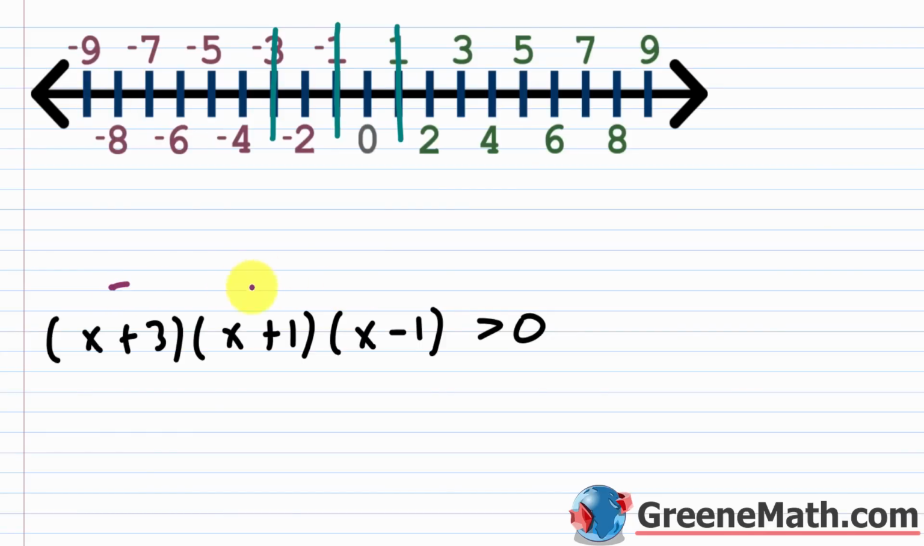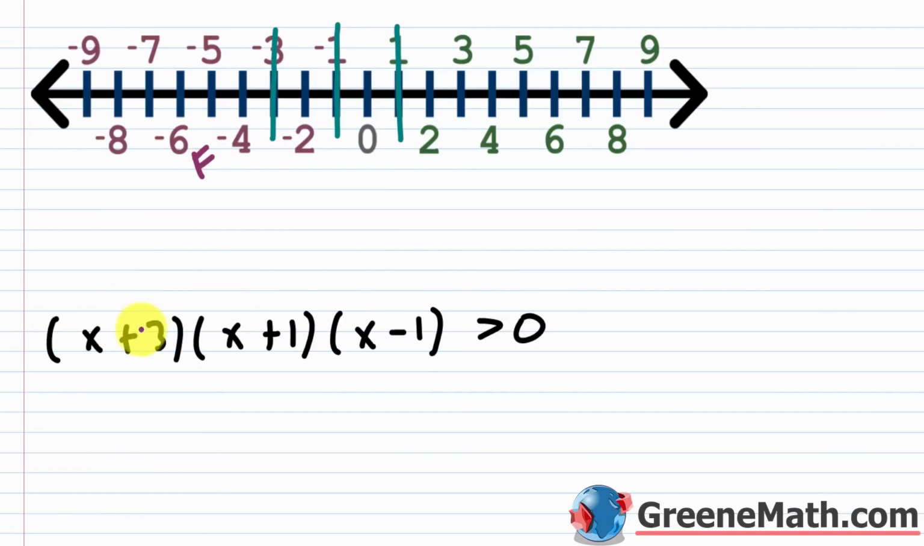So you'd have a negative, and a negative, and a negative. Negative times negative times negative, you have 3 negatives. That's going to give you a negative, so that's not going to be greater than 0. So this right here, I'm going to put an F for false. Then between -3 and -1, that's where it's going to work. So let's just say you pick -2.